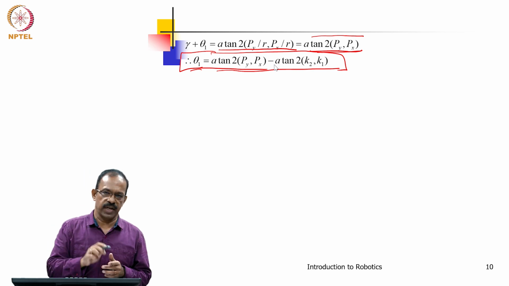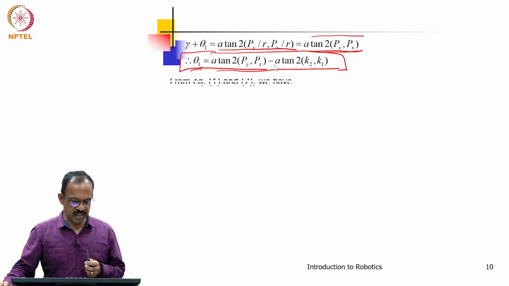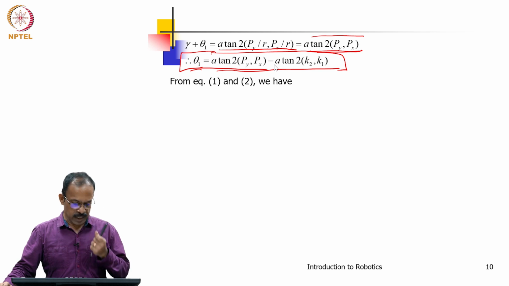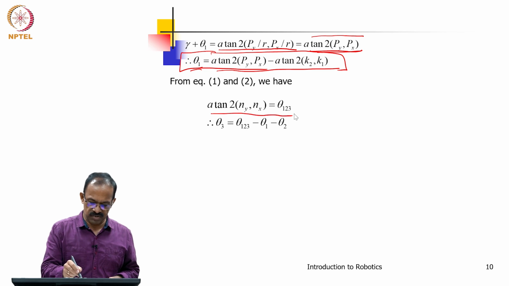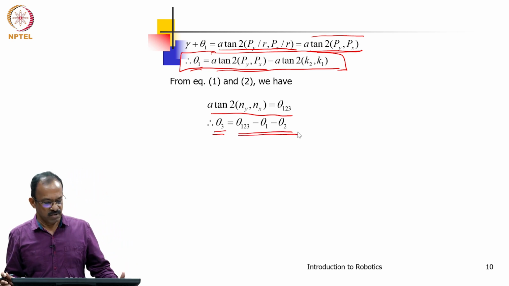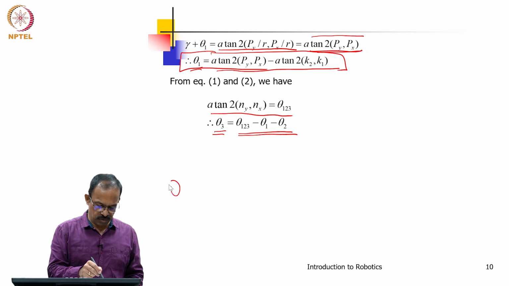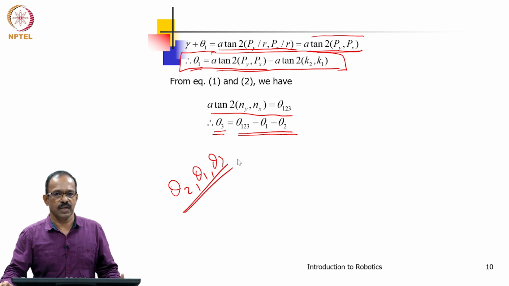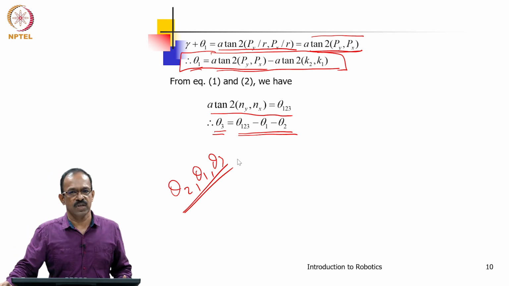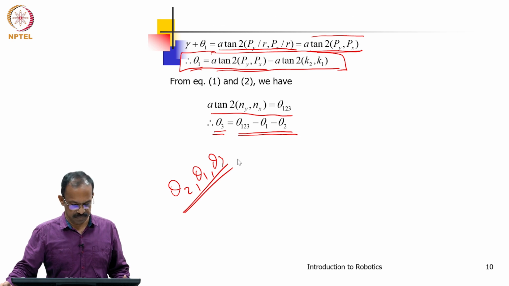So, this is the way we can get theta 1 solved, and once theta 1 is solved, and theta 2 is already solved, we can get theta 123. So, theta 123 can be obtained as A tan 2 Ny Nx, as I mentioned, and theta 3 can be obtained as theta 123 minus theta 1 minus theta 2. So, this is the way we can solve. We have solved for theta 2, theta 1 and theta 3 here. All the joint angles have been solved for this particular robot. This is the way we solve the inverse kinematics problem for manipulators.